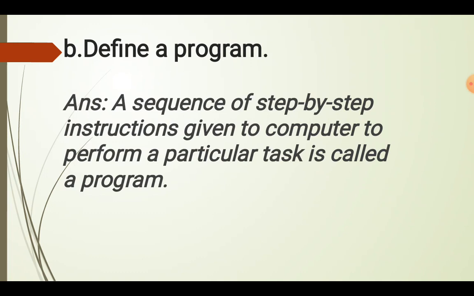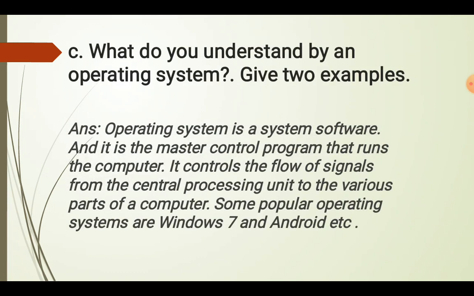Well, students, now let's move to next question number 3. It says, what do you understand by an operating system? Give 2 examples. Well, students, please recall, when we were discussing about the types of software, we learned that operating system is a system software, and it is the master control program that runs the computer. It controls the flow of signals from the central processing unit to the various parts of a computer. Some popular operating systems are Windows 7 and Android, etc. I hope that you got the answer.